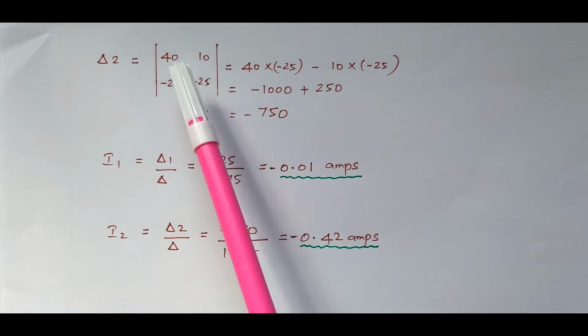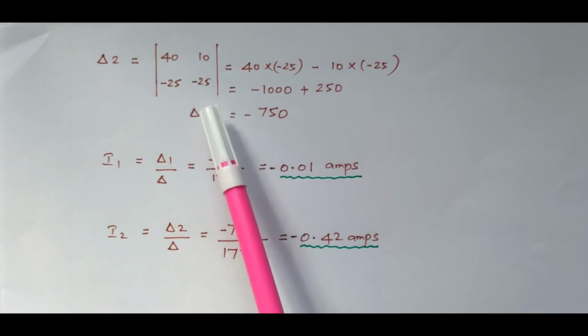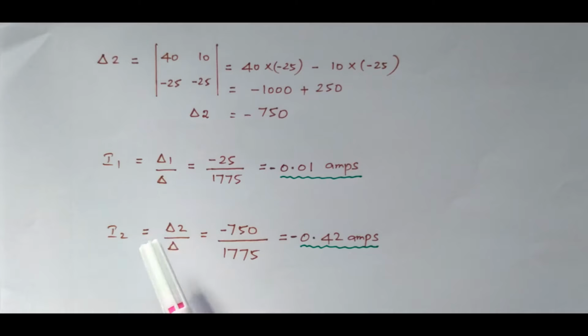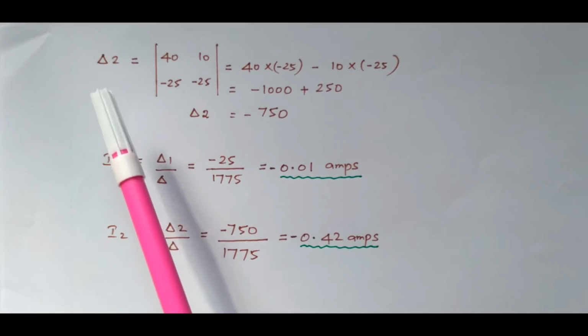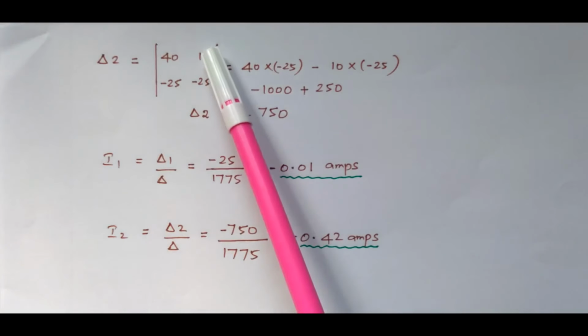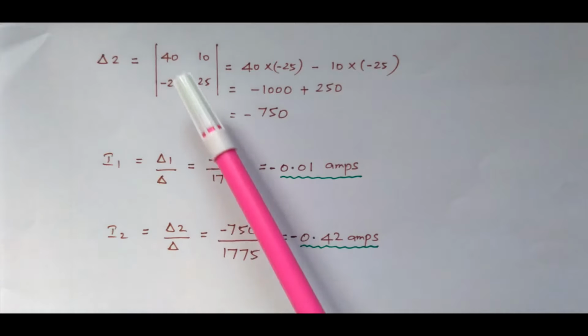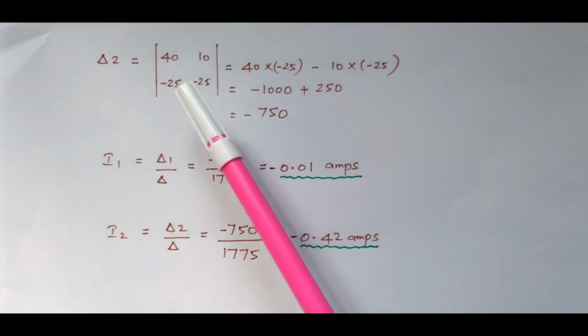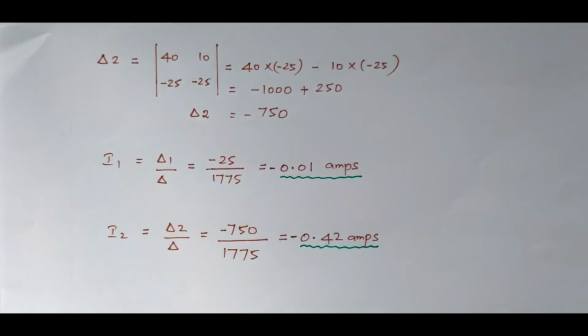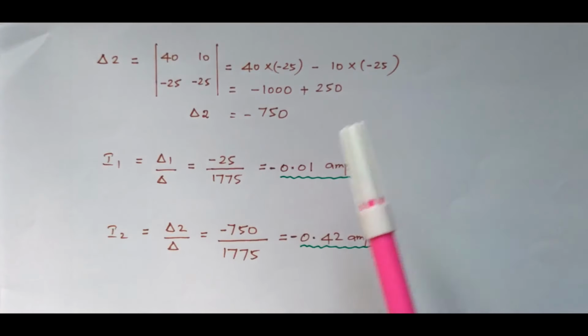So for delta 2, the first column is as it is, and the second column is replaced by the voltage matrix, 10 and minus 25. Now how will you find the determinant? 40 into minus 25 minus 10 into minus 25. The determinant is very simple: you multiply these two, minus multiply these two.